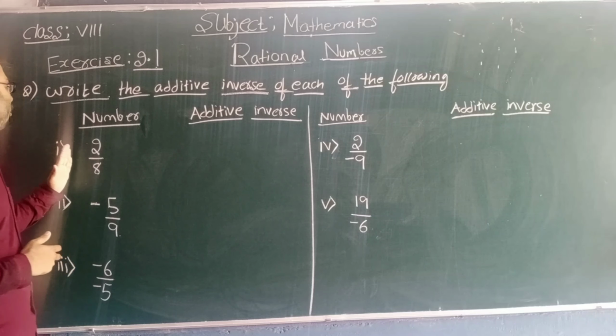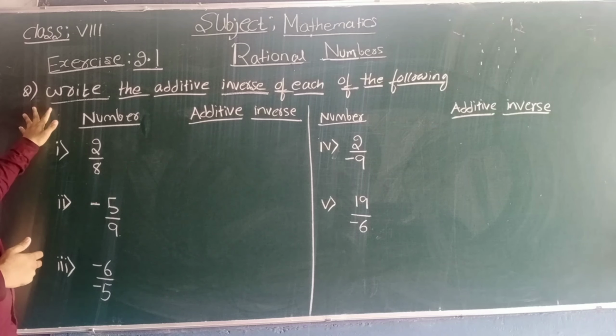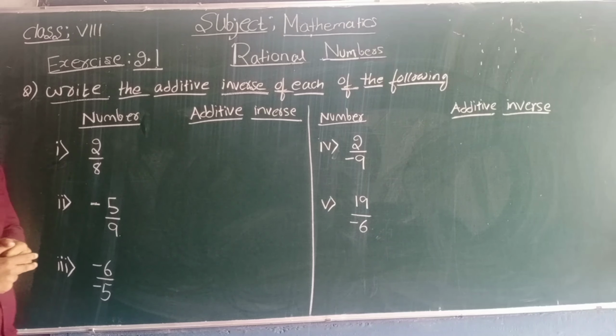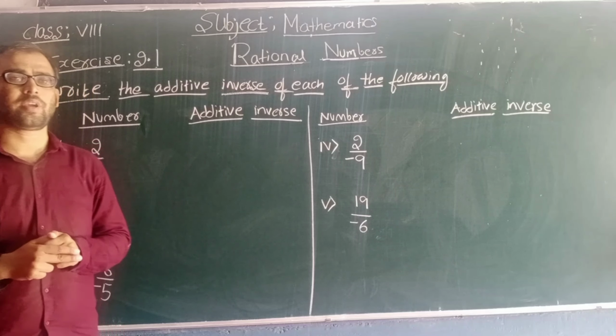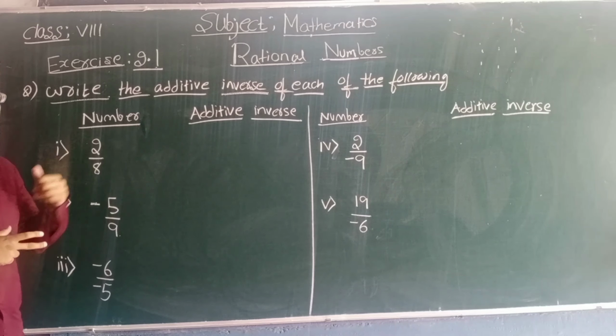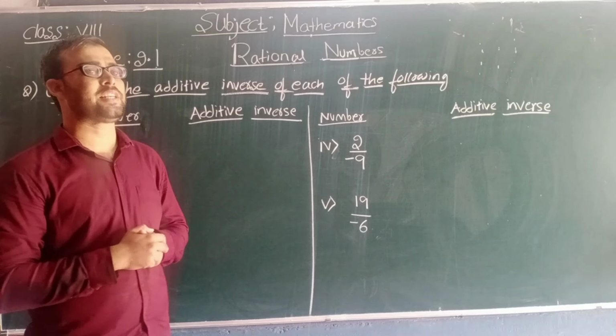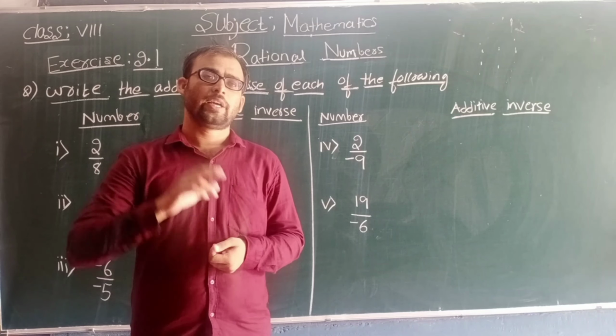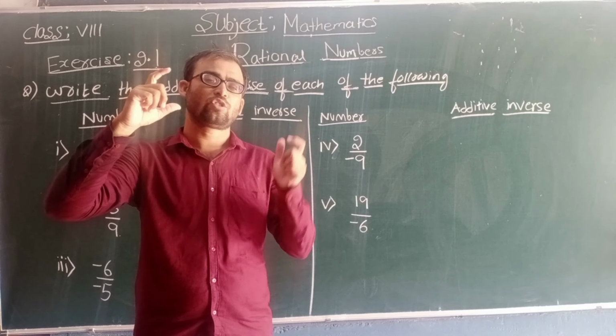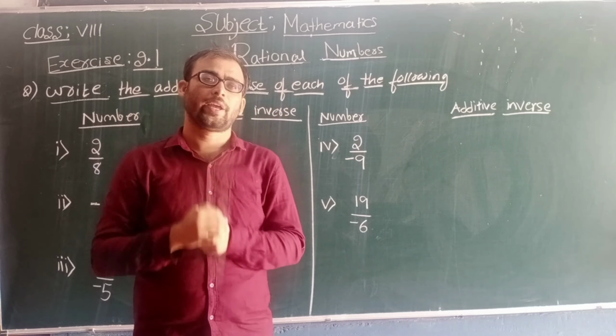Okay, so look at here. What is given in the second main? Write the additive inverse of each of the following. Here they have given numbers and we need to find the additive inverse of those numbers. As I told you, additive inverse means what? A number will be given, what has to be added to that number to make it 0.